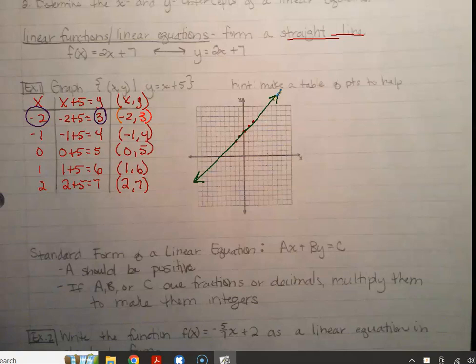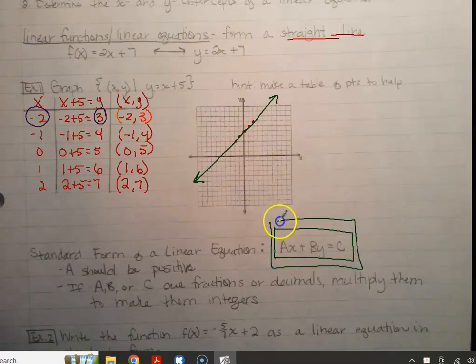All right, then we've got the standard form of a linear equation, which is ax plus by equals c. You are going to want to remember this. In there, a should be positive. And if a, b, or c are fractions or decimals, you can multiply to make them integers. You don't have to leave them as fractions or decimals, but always try to make a positive. It's not necessarily a rule. You might see it when somebody else writes it or in the book where it's not, but the goal is to make it positive when you're writing them.